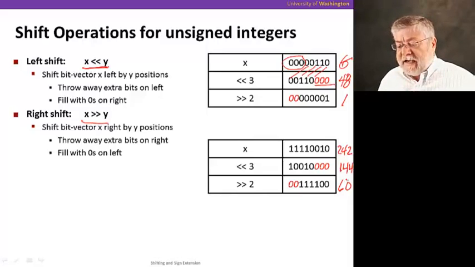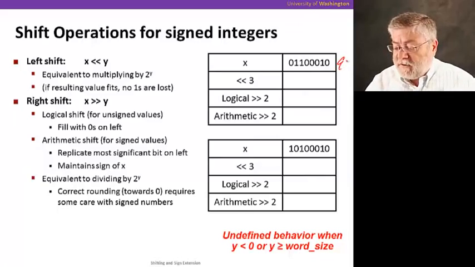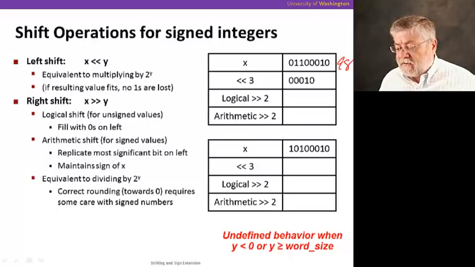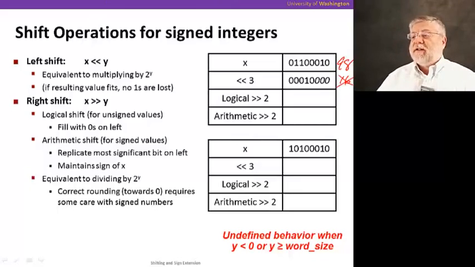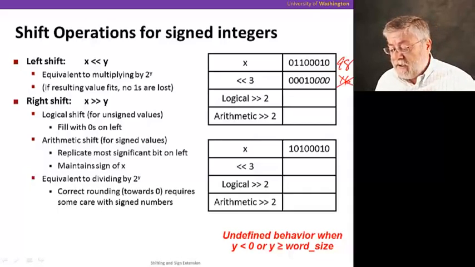Let's take a look now at signed integers, which is a little bit different situation. Here I'm showing a signed integer that's equivalent to the number 98. And we're going to left shift it by 3, multiply by 8. Again, this is way too big a number. We're going to get a result that is equivalent to 16, which is wrong, of course, because we should have gotten 784.